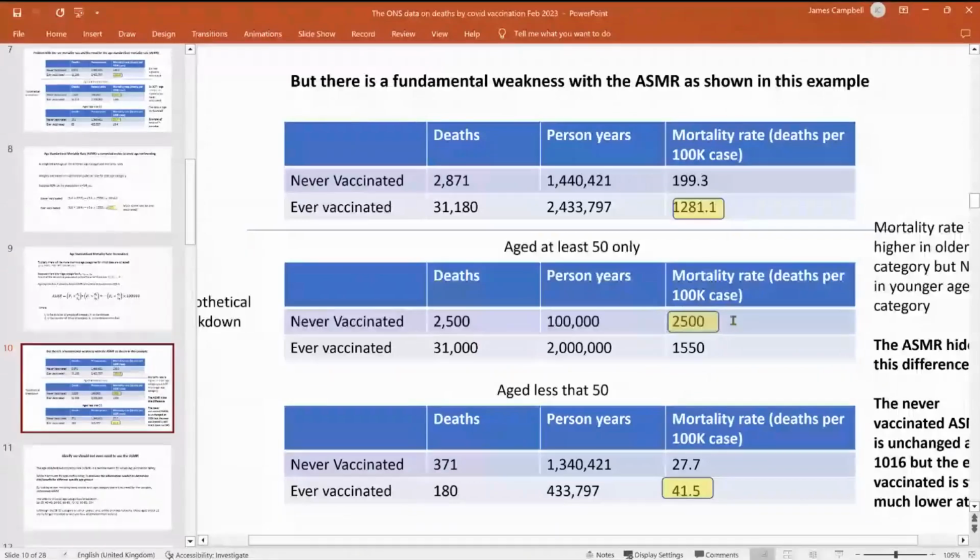It hasn't changed, but now in the less than 50 age category, you can see the ever vaccinated are higher than the never vaccinated. In different age categories, the unvaccinated might be higher in one category and lower in another, and that's what we're interested in. If this was the real data, we could conclude that for people over 50 the vaccine is maybe causing fewer deaths, whereas in the under 50s it is causing more deaths. That's an interesting difference that we need to know.